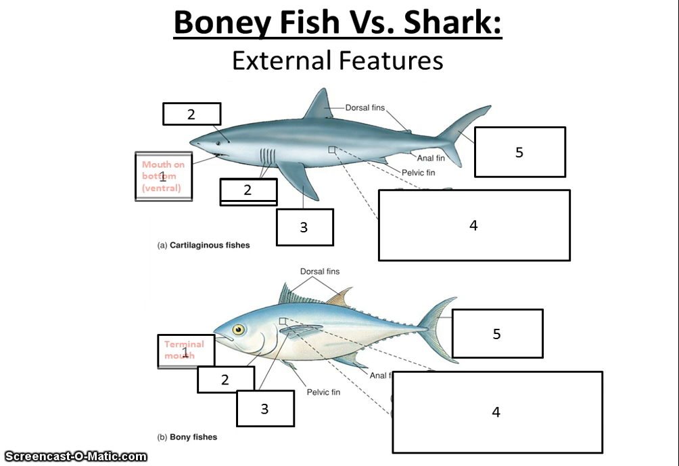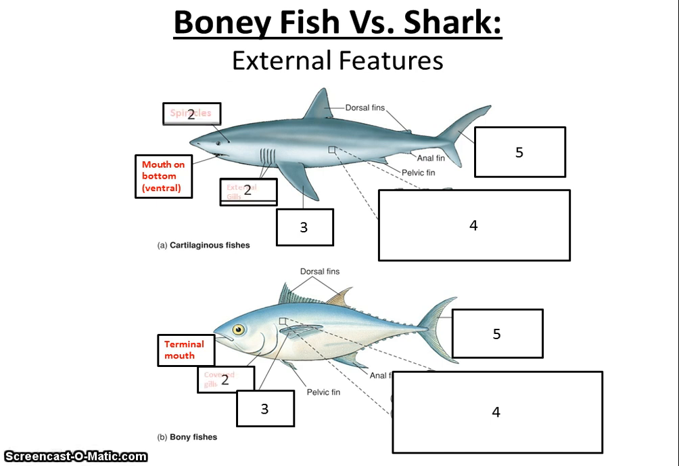The first is where their mouth is. Sharks, or cartilaginous fish, have a ventral or bottom-facing mouth. This gives them the appearance of having a nose right here, because they have a frontal kind of protrusion in front of their body. Bony fish don't have a nose, because their mouth is terminal. It's always at the end of their body.